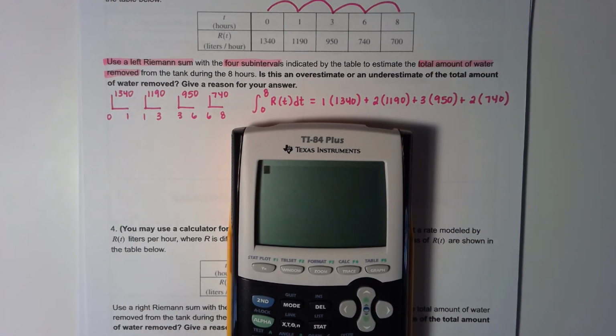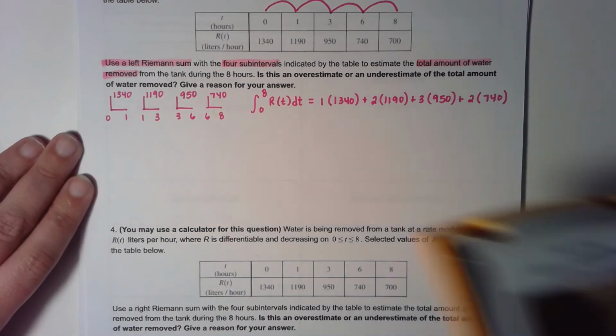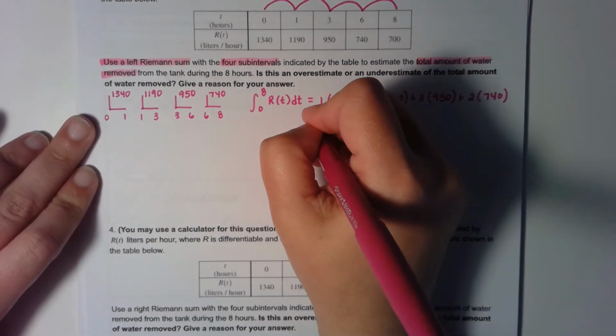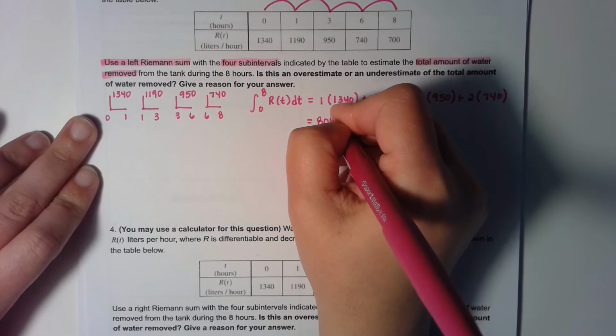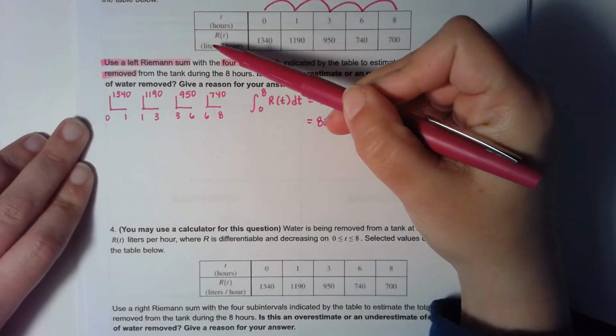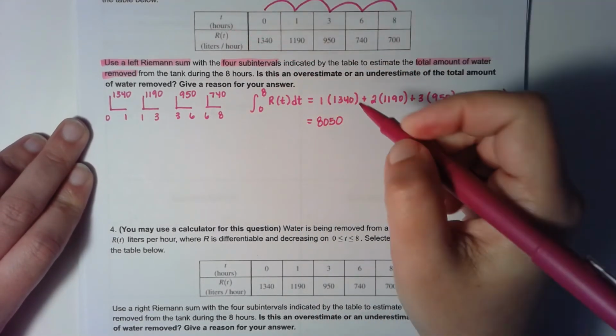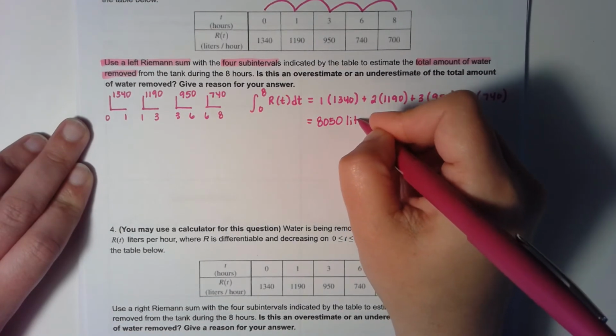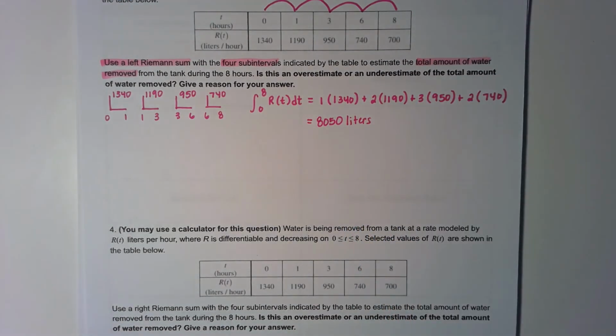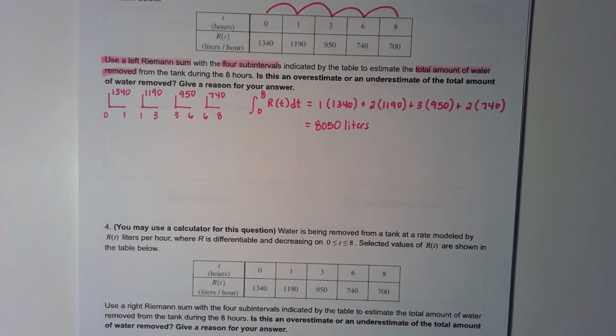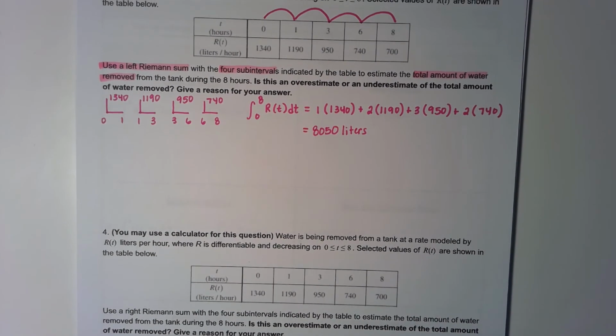So on my calculator, I'm going to type in 1340 plus 2 times 1190 plus 3 times 950 plus 2 times 740, and I'm going to get 8050. Now in this case, the units would be, if you do liters per hour times hours, it would just be liters. So now we know that approximately 8,050 liters were removed from the tank during the 8 hours.